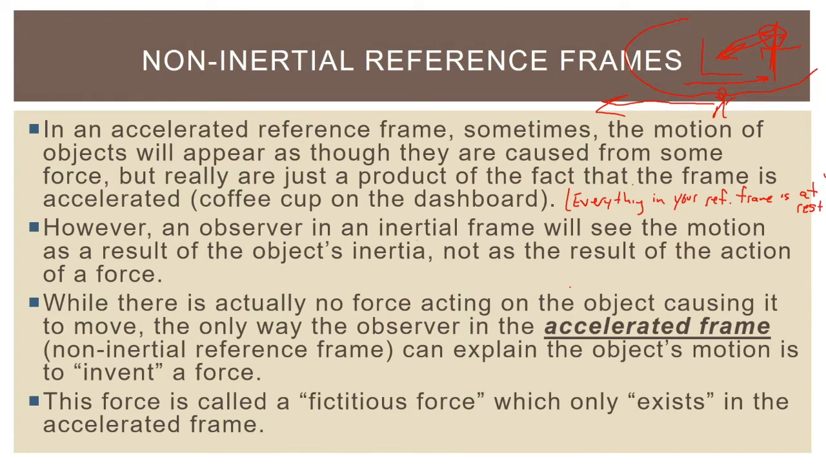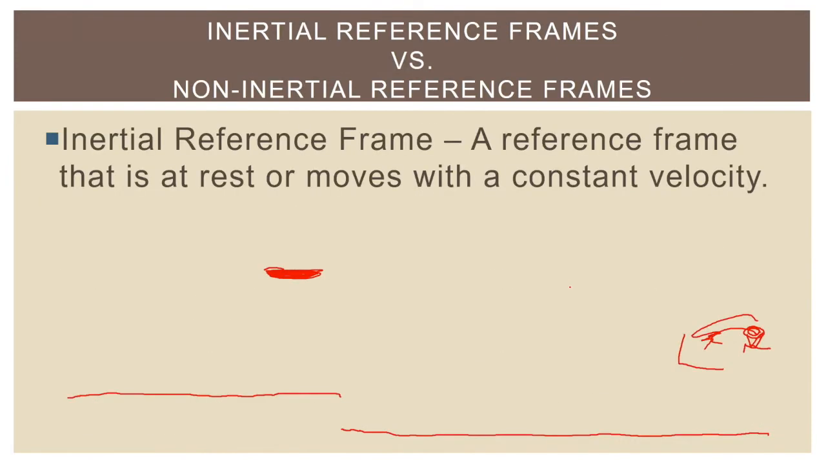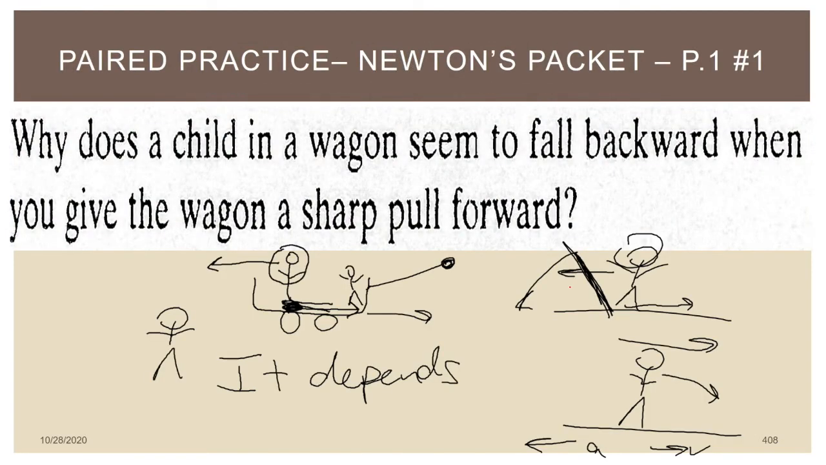Okay, so just to tie this back to the question we were originally looking at, we were talking about this kid in a wagon falling backward when the wagon was given a sharp pull forward. The answer, as we said, was it depends on whom you ask. If you are asking somebody standing on the side of the road, they say, well, the top of their body was at rest. It had a tendency to remain at rest. Everything else connected to the bottom of their body moved forward. Their head stayed at rest relative to the bottom of their body, and so that's why they fell backwards.